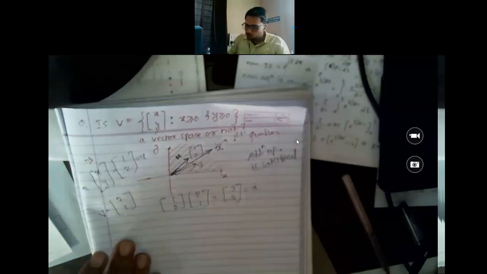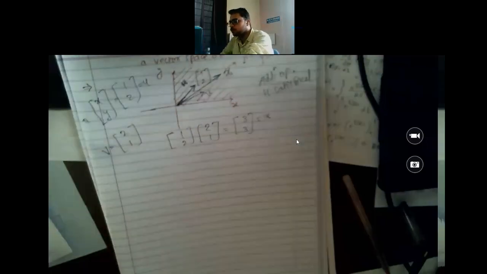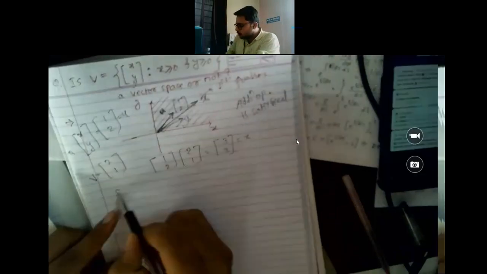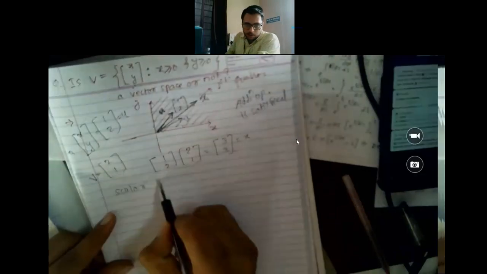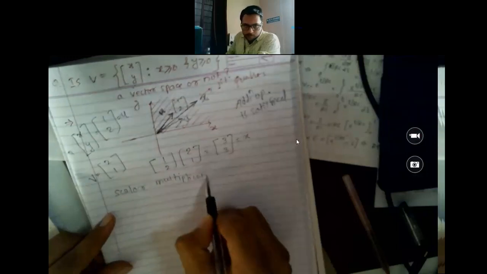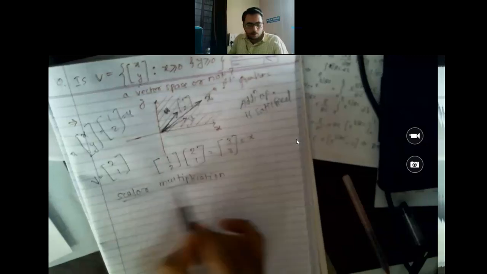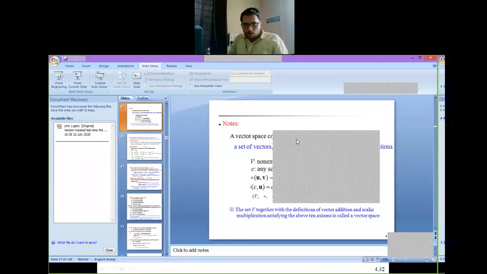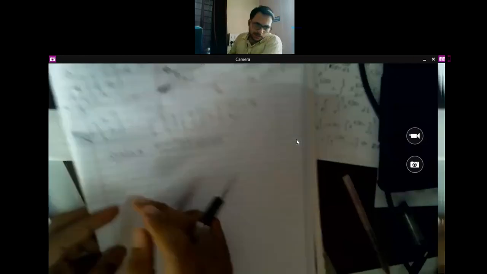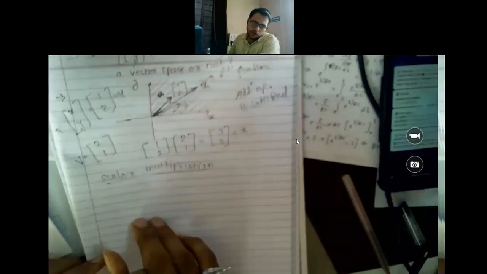Now we will check scalar multiplication. Now, to check the scalar multiplication operation, can you please tell me whether it will be satisfied? Since this is the first example, I'm trying to help you visualize things.